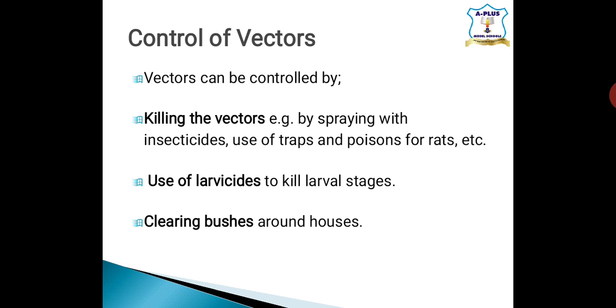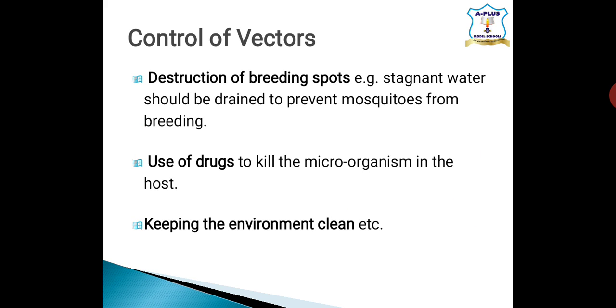Use of larvicide. This one kills the larva, so it will not allow the egg, or what has been transformed into larva, to hatch and reach adult stage. So it's also a way of controlling vectors. Clearing of bush around houses, I think I've mentioned that, also controls the vectors. Destruction of breeding spots like stagnant water. Stagnant water should be drained to prevent mosquitoes from breeding. Breeding means multiplication or reproduction.